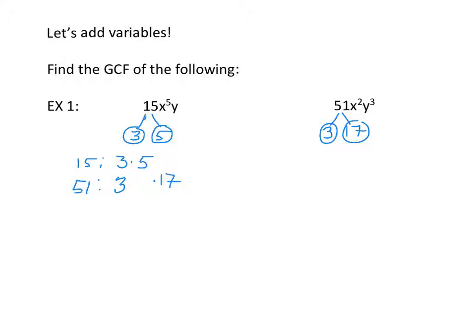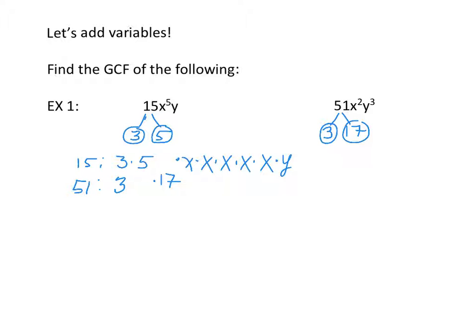So 15 has x to the 5th, which means we have 5 x's. This is the only example that I'm going to stretch out the variables, and then we're going to talk about a shortcut. So I'm going to stretch out all 5 x's. So I've got x, x, x, x, and x. So there's 5 x's for that x to the 5th, and then we have a y, so times 1 y.